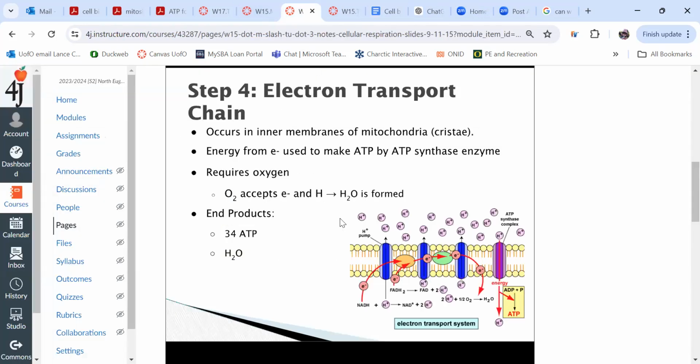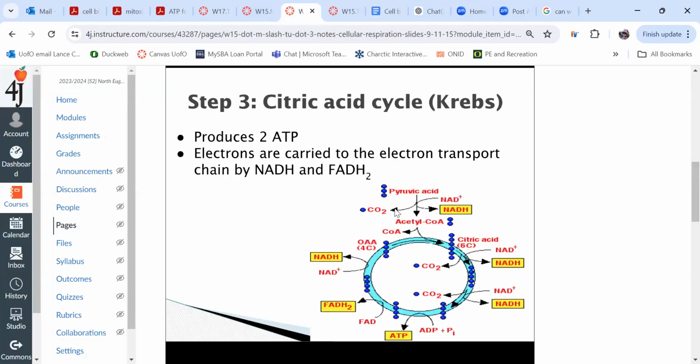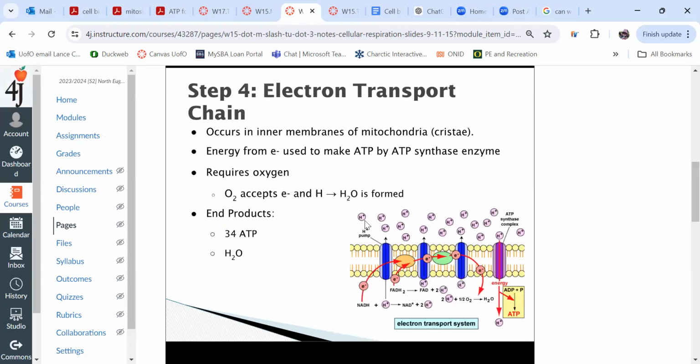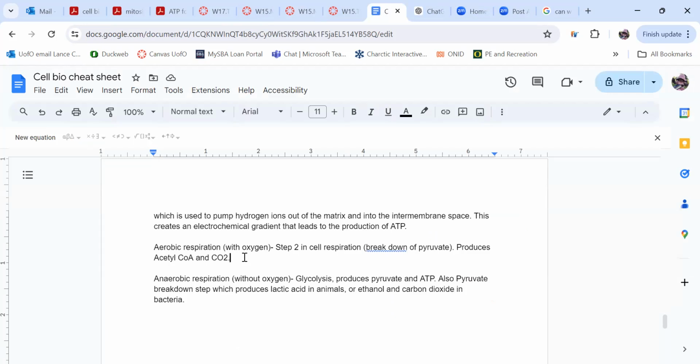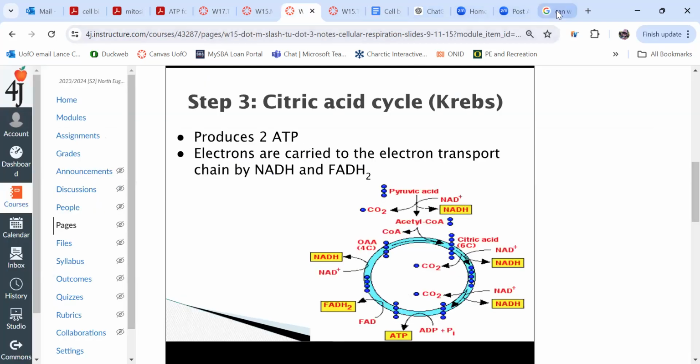And then what are these other steps here? Citric acid cycle doesn't really say much about oxygen. We know the electron transport chain requires oxygen. So that's going to be aerobic respiration. So electron transport chain. So let's do some Google research. Does Krebs cycle require oxygen?